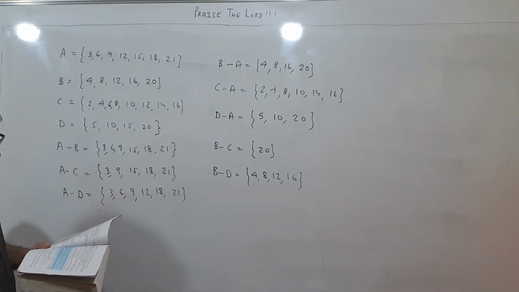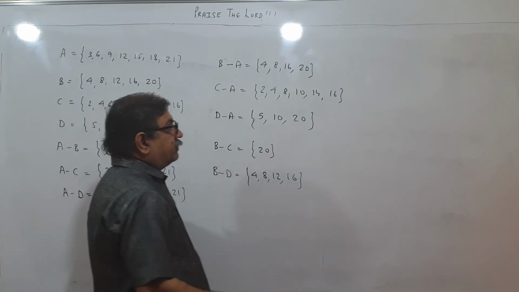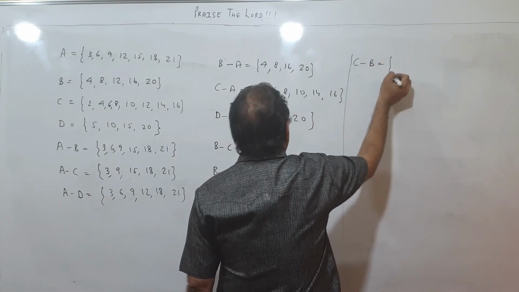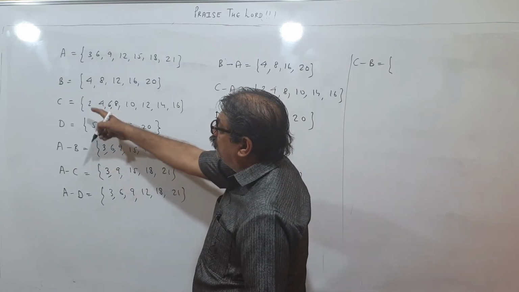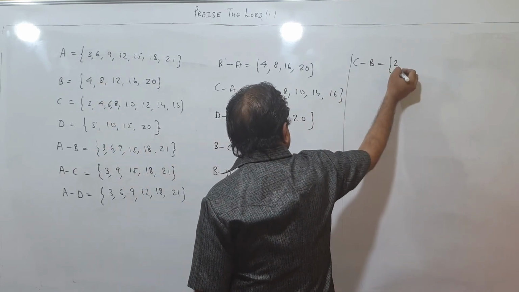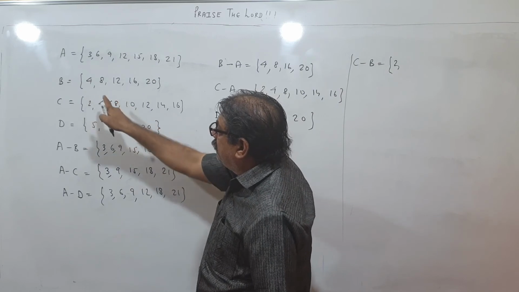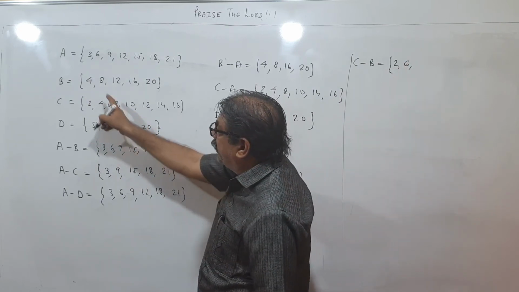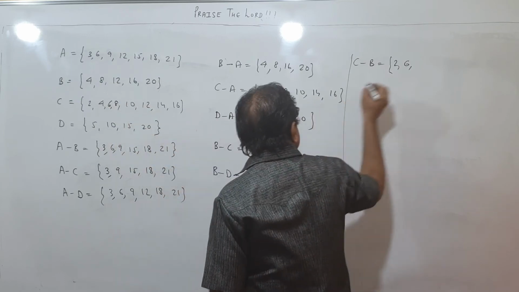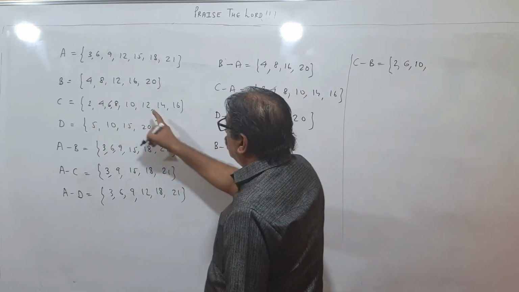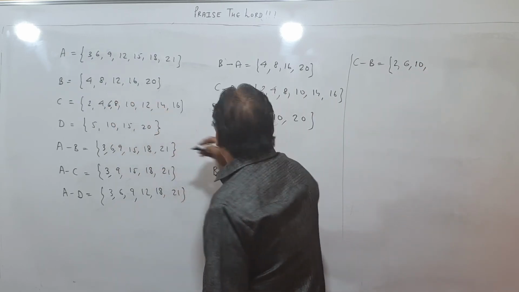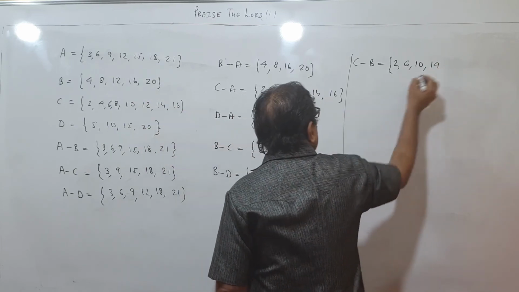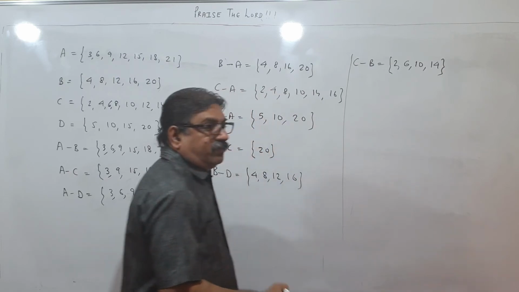Okay. C minus B. 2 I can write. 4 I cannot write. 6 I can write. 8 will get cut. 10 I can write. 12 I cannot write. 14 I can write. 16 I cannot write. That is C minus B.